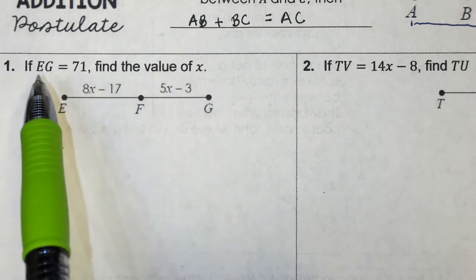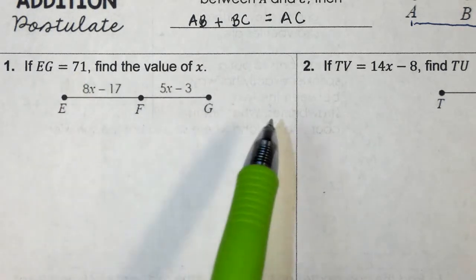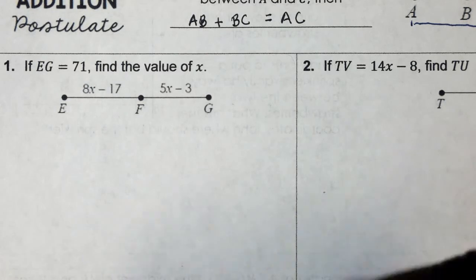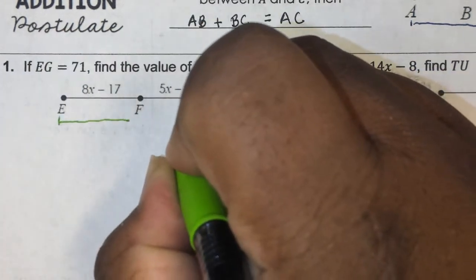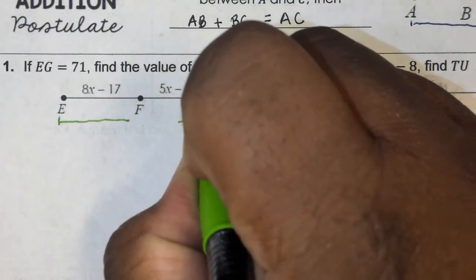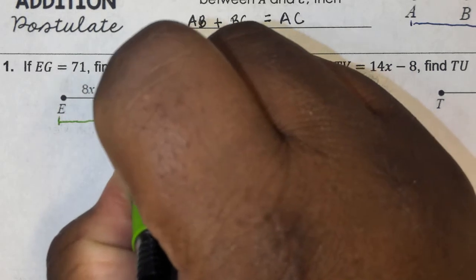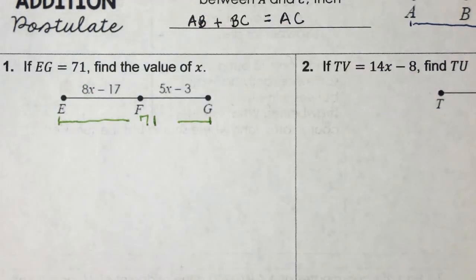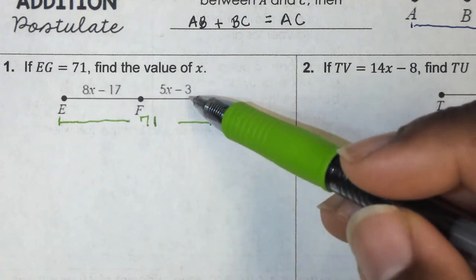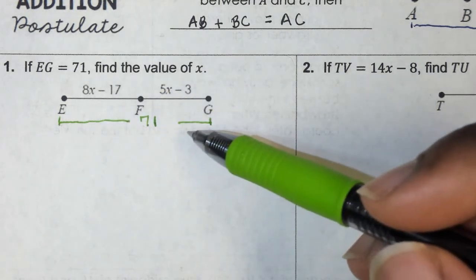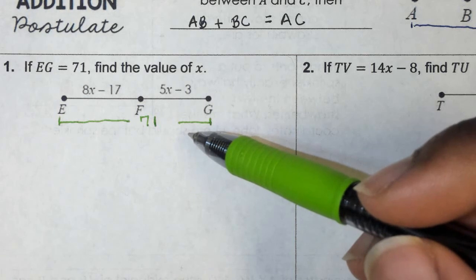This one's drawn out, so we don't have to worry about it. But the only thing that isn't labeled is the 71, which is not actually on my segment. So I'm going to put it here myself. They tell me EG equals 71, so from E all the way over to G is 71. I'm going to put that down here so I can see all my numbers together. So here is my part plus my part equaling the whole thing. I need to write that equation now.